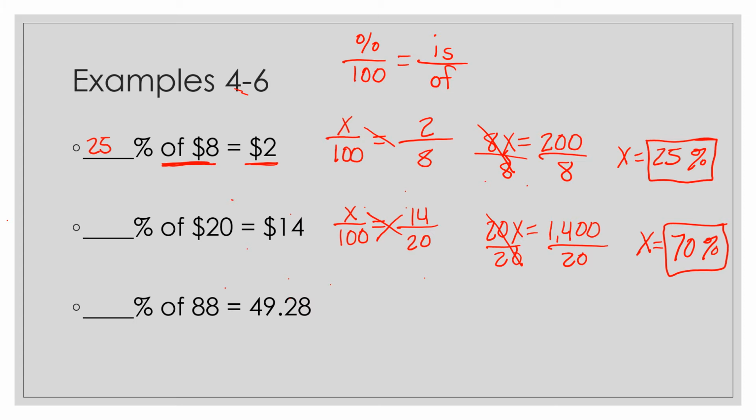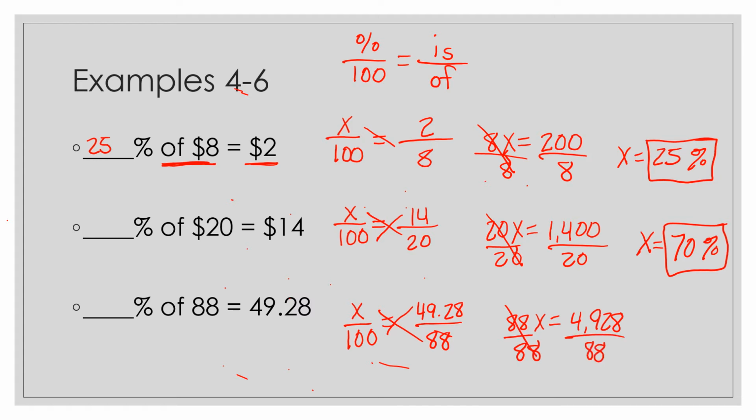In our last one, we're solving for what percent of 88, so 88 is on the bottom in place of of, and is is 49.28. So 88 times x is 88x, and 100 times 49.28 is 4,928. We divide both sides of our equation by 88. And for x, we get 56%.